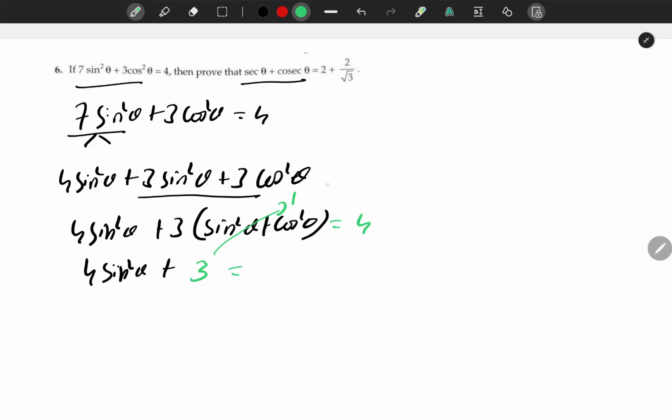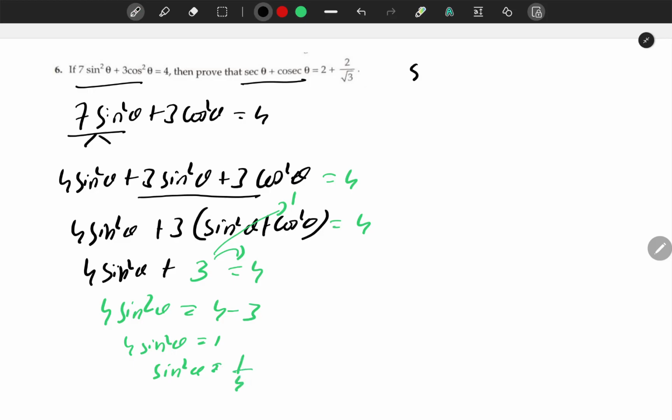That's equal to 4. So if you take the transpose of 3, 4 sin square theta is equal to 4 minus 3. 4 sin square theta is equal to 1. Sin square theta is equal to 1 by 4. Sin theta is equal to square root of 1 by 4. So sin theta is equal to 1 by 2. So the theta will be 30 degree.